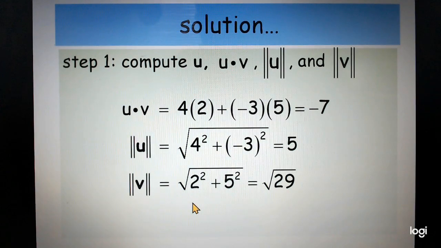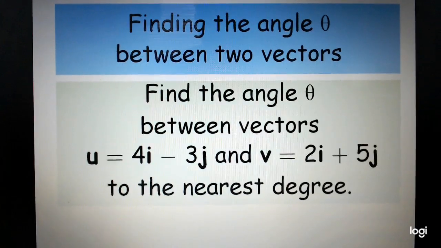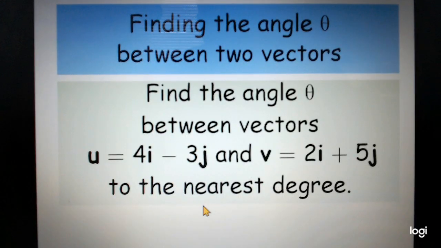So let us do an example. All right, example that we want to do is we want to find the angle theta between two vectors. So let's take a look at it. And the vectors we have are vector U is 4i minus 3j. And if you want to draw that in or sketch that in as a position vector, that's probably a good thing to do. And vector V, 2i plus 5j. You can do the same thing.